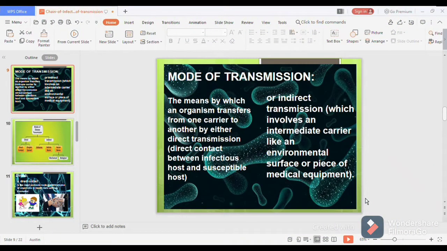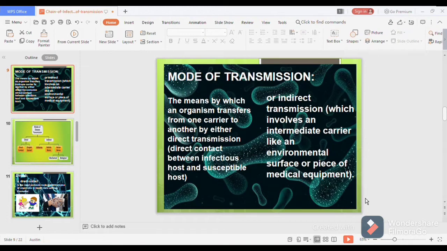his video. Good morning, everyone. This is the continuation of our topic in chain of transmission. The mode of transmission. This means by which the organism transfers from one carrier to another by either direct transmission, direct contact between infectious host and susceptible host, or indirect transmission, which involves intermediate carrier like an environmental surface or piece of medical equipment.